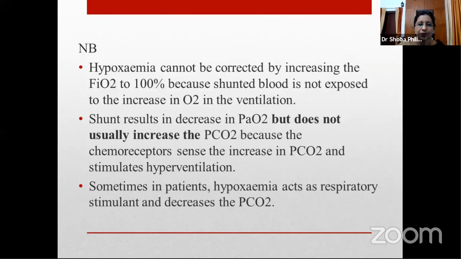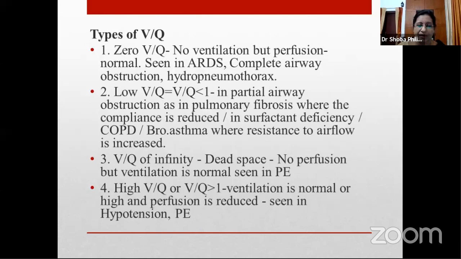What are the types of shunt that we see? So there is the zero V/Q, which means that ventilation is in the numerator and perfusion is in the denominator. So when there is no ventilation, but perfusion is normal, as in ARDS or complete airway obstruction or hydropneumothorax, there is no ventilation taking place. It's only the denominator that is present. So it is actually zero by Q, that is zero. That is called zero V/Q.